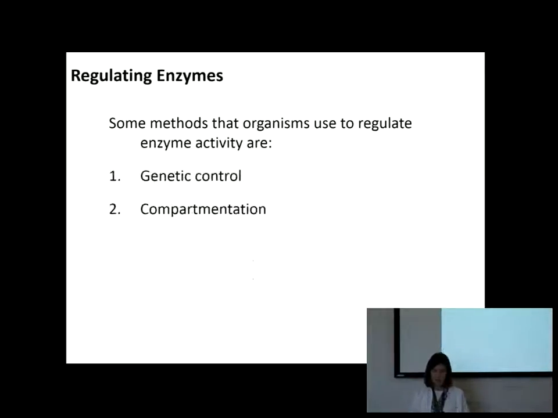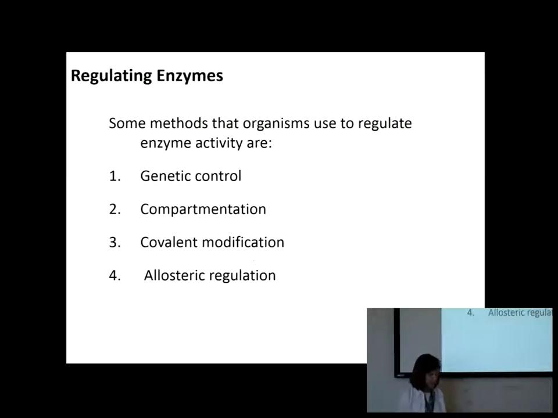So there are 4 different ways generally that we use to regulate enzyme activity. Again, we don't want to catalyze all reactions all the time. We need to be able to turn reactions on and off. By having an enzyme turned on, we're lowering the activation energy, and we're able to have that reaction go. So let's go through these.